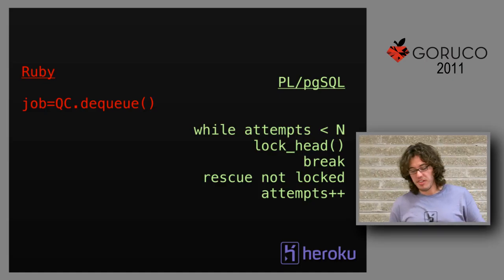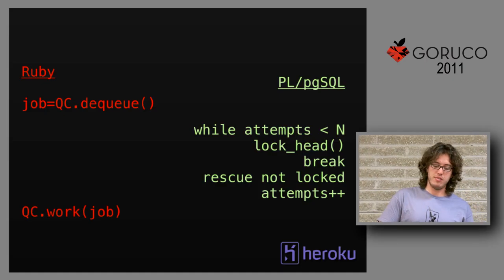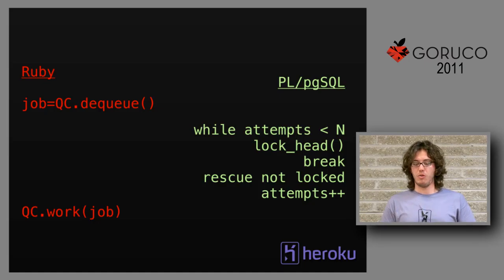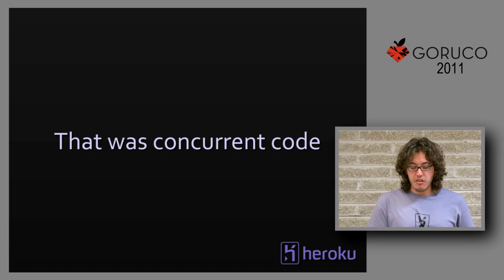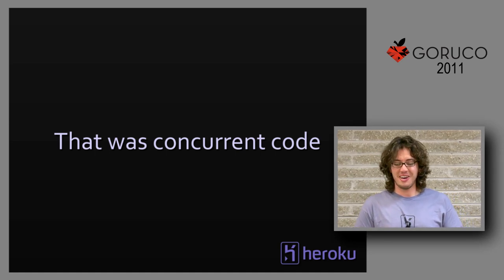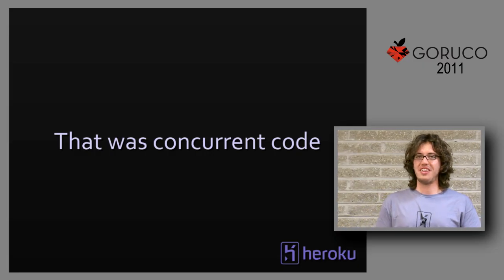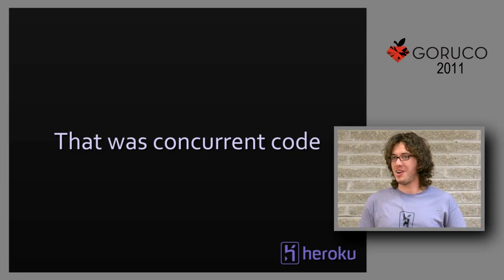Okay, so then we finally got a job, right? And then it kicks it back to our Ruby process, and then we can actually work the job. So that was concurrent code, actually. It might not be the best concurrent code. It might not be crazy concurrent, but it is concurrent nevertheless.